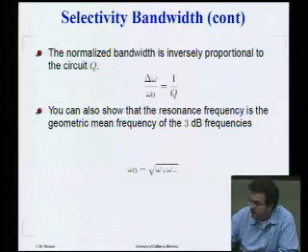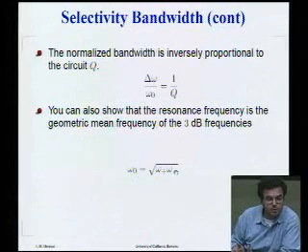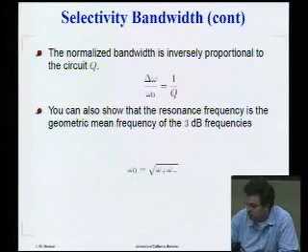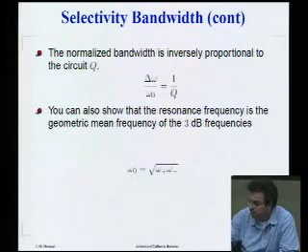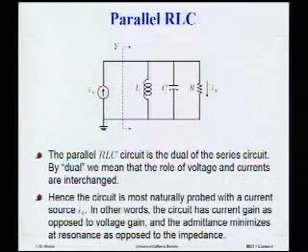Okay, and it turns out that actually you can write the center frequency, or the resonance frequency of this circuit, as just a geometric mean of the frequencies where it drops by 3 dB. So that's also a cute result that you can derive pretty easily. Okay. Now series RLC circuits are fine. In fact, it turns out most of the time we deal with parallel RLC circuits. But there are many situations where a series RLC circuit is also important.